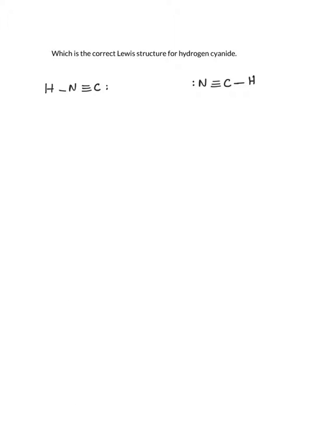Another use of formal charge is helping us to determine the best Lewis structure for a single molecule. Here you see 2 possible structures for hydrogen cyanide. Let's calculate the number of valence electrons for hydrogen cyanide first. Carbon is in group 4, so it has 4 valence electrons. Nitrogen is in group 5, it has 5 valence electrons. And hydrogen has only 1 valence electron. So overall, it should be 10 valence electrons.